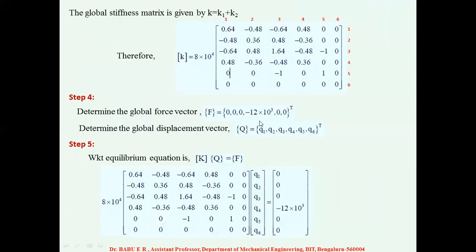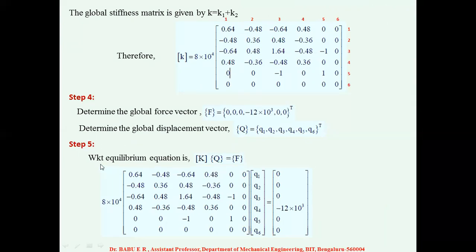So load is applied at node 2 in y direction. We have taken the coordinates along the x and y axis. The load is acting in downward direction, so we have taken it as a negative value: minus 12 into 10 to the power of 3. Similarly, determine the global displacement vector Q, which equals Q1, Q2, Q3, Q4, Q5, Q6 transpose.